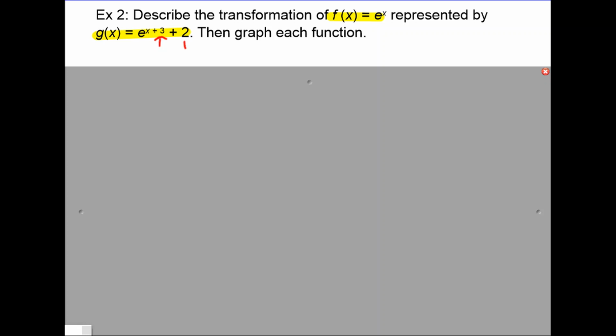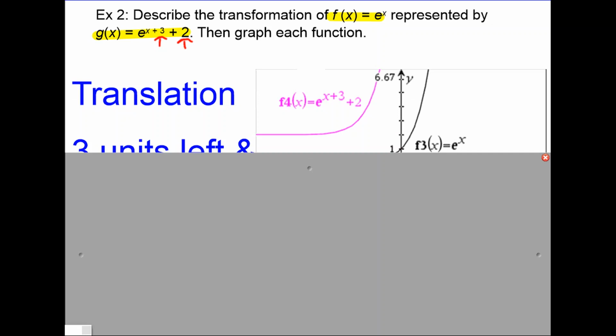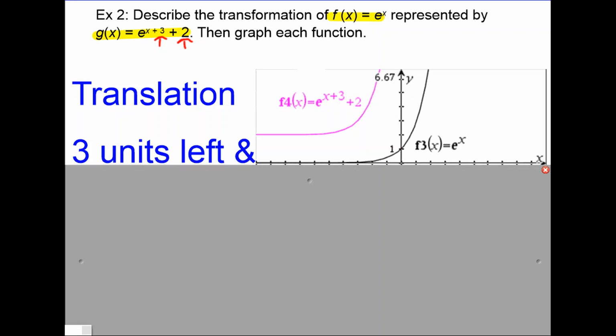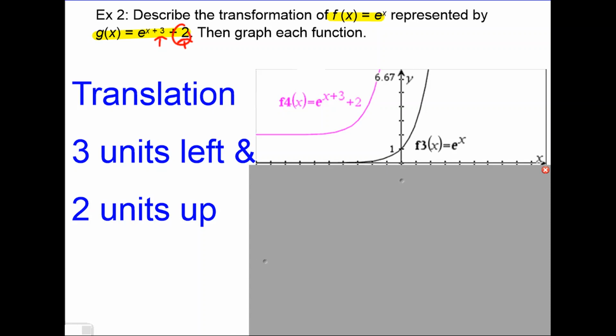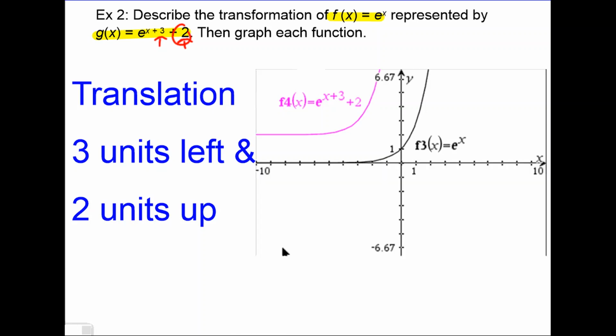We also have another transformation with the plus 2. So the plus 3 is a translation 3 units to the left. The plus 2 is a translation 2 units up. And then we graph. So there are our two functions.